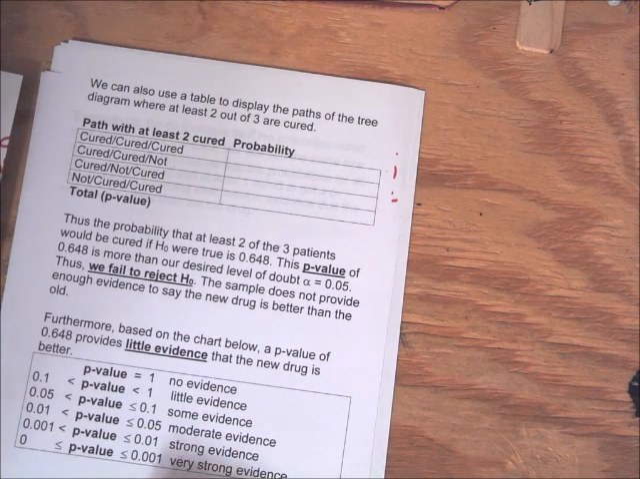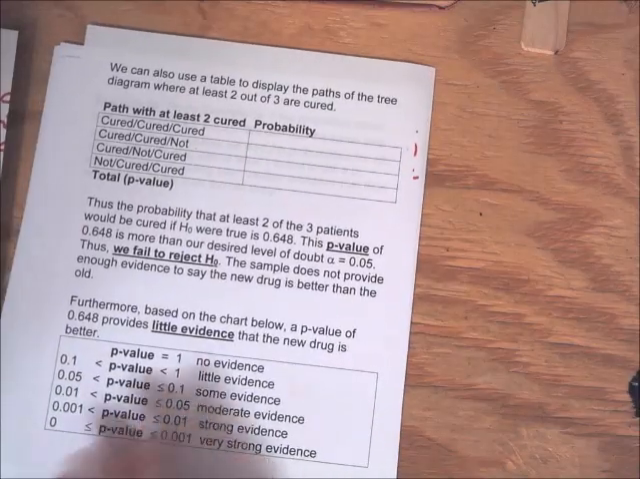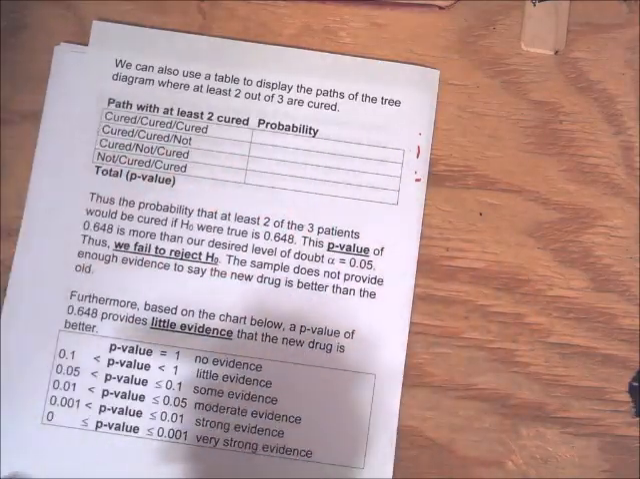Sometimes it's helpful to make a little table. So we can put these paths in the table. The top path was cured, cured, cured. That was probability of 0.216.